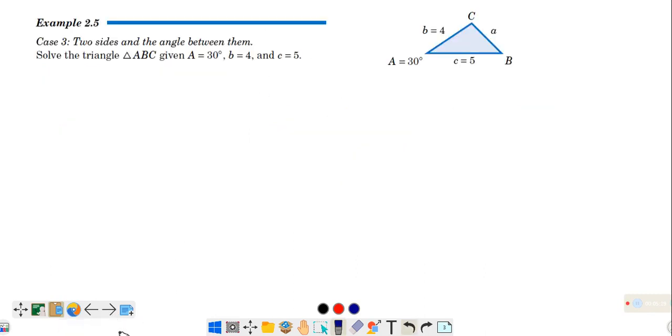So, punta tayo dun sa example. Yan. Meron tayong case 3. We have two sides and the angle between them.